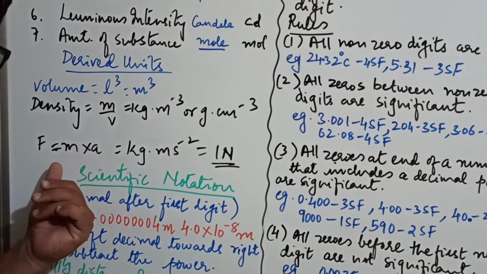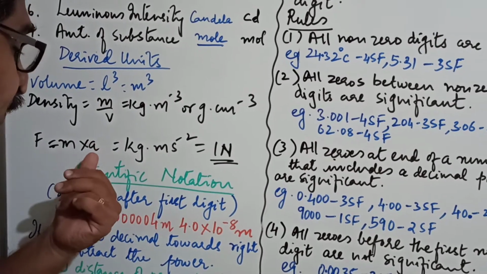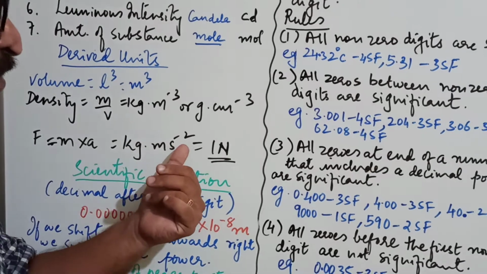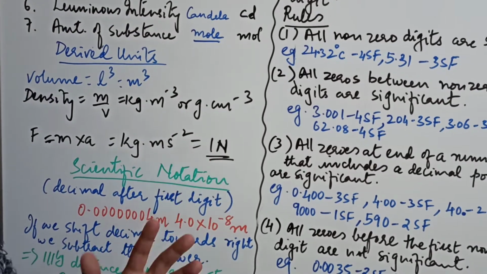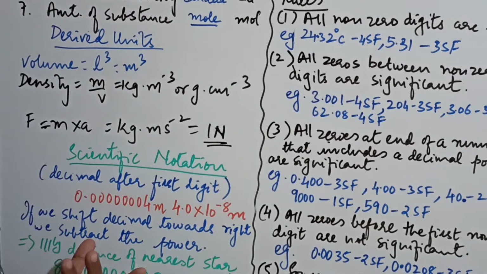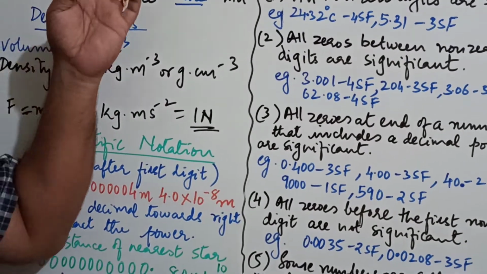Similarly, you have force. Force is nothing but mass multiplied by acceleration. So that is kg into meter per second square. That is nothing but 1 Newton. So this is all about base units and the derived units. Derived units are normally obtained from here.